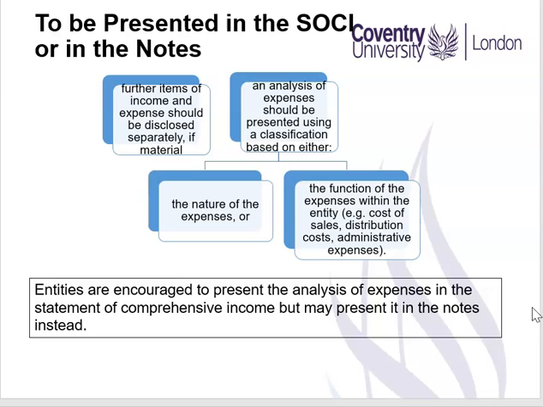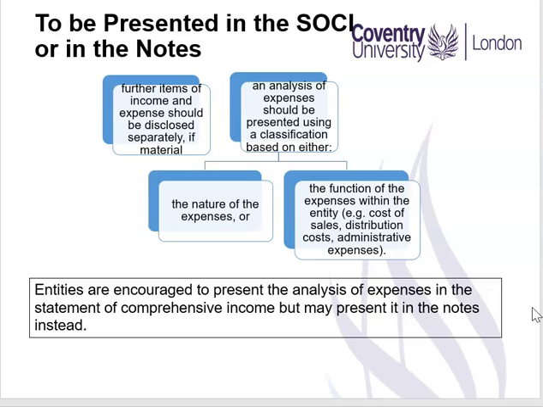So, for example, cost of sales, distribution costs, administrative expenses. Manufacturing companies normally disclose the items on the nature of expenses, but for our purpose, we'll be using the function. So we have revenue, cost of sales, distribution costs, administrative expenses. So we focus on the function instead. Entities are encouraged to present the analysis of expenses in the statement of comprehensive income. They may well present this in notes if they so desire.